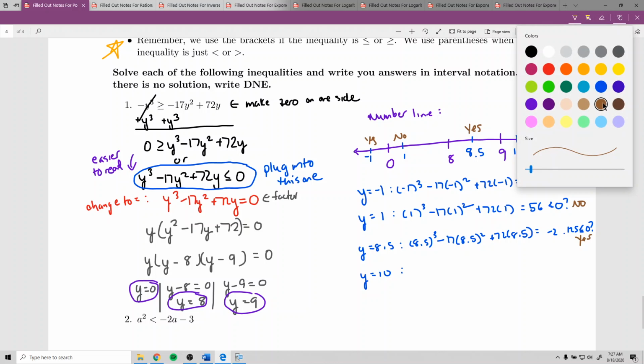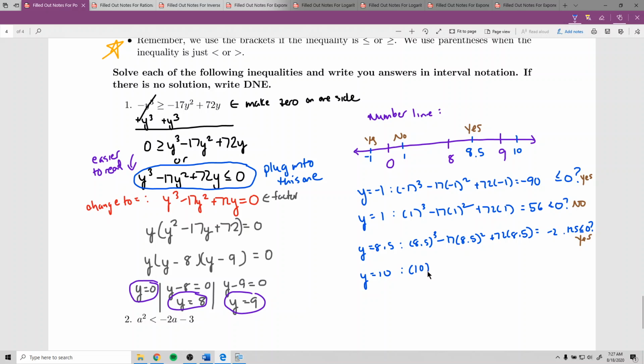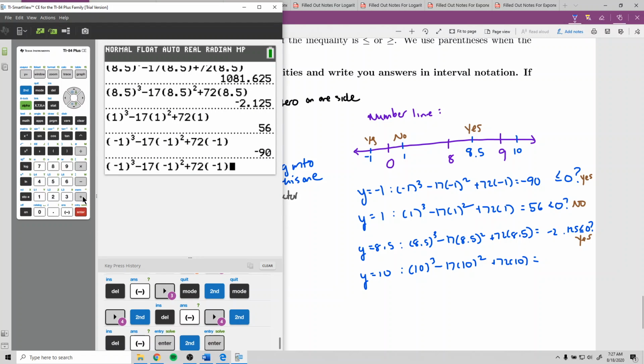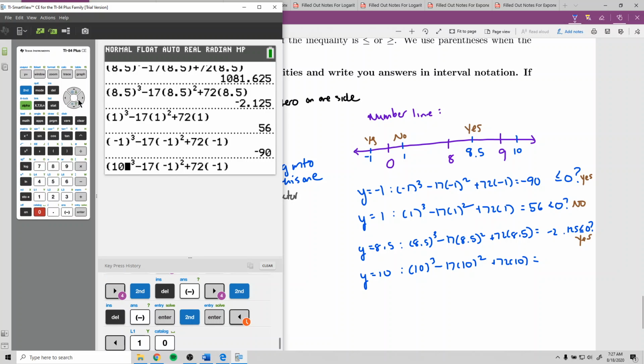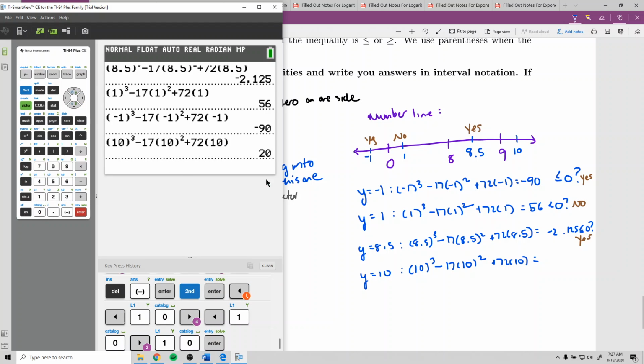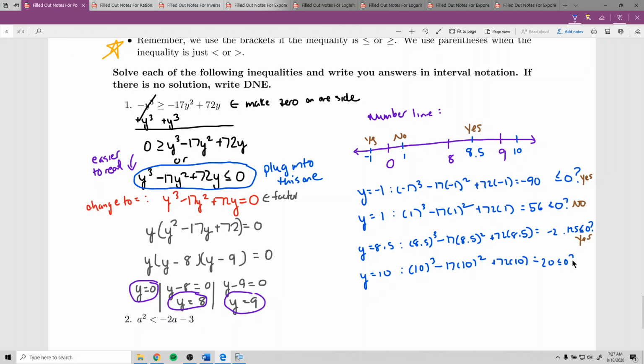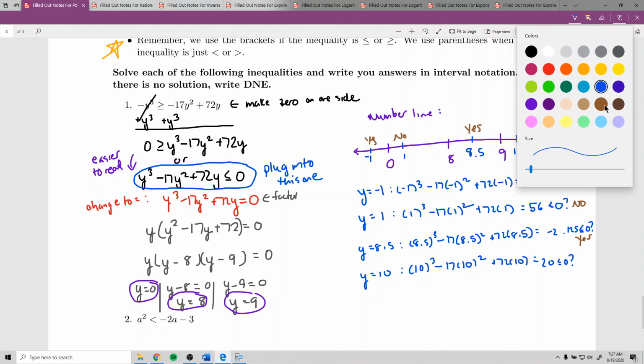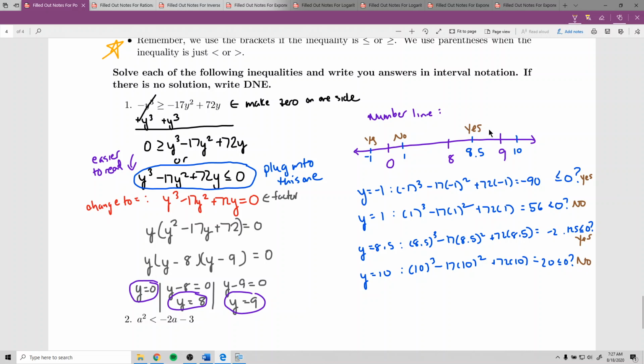And then 10, we got 10 cubed minus 17 times 10 squared plus 72 times 10. What does that equal? So replace all those negative ones with tens. And we get 20. And is 20 less than or equal to 0? That answer is, once again, no.